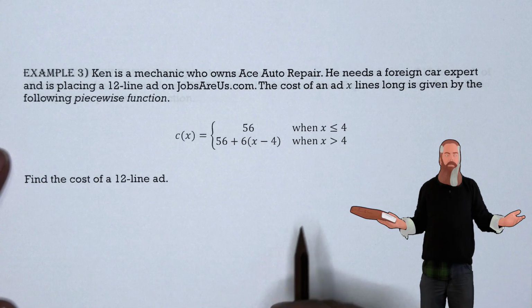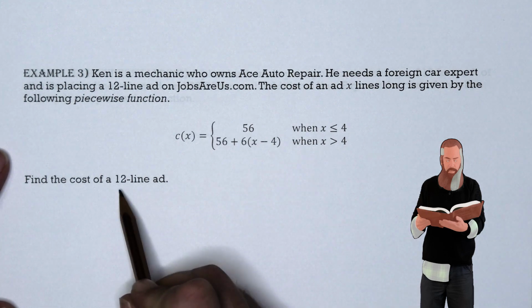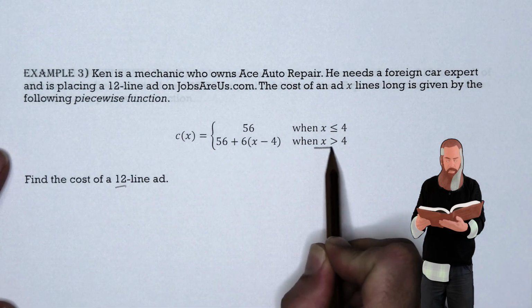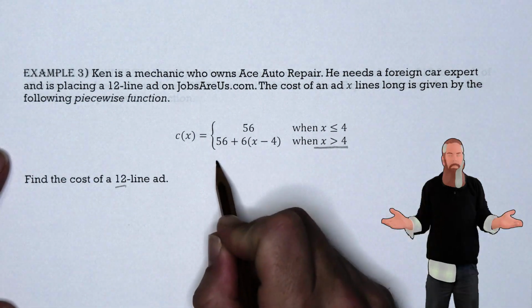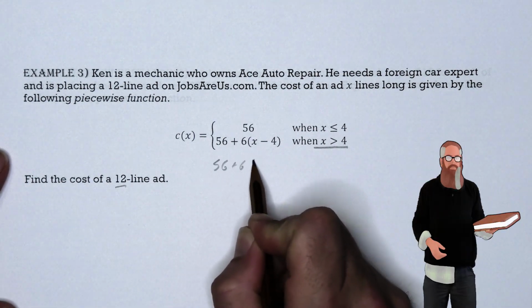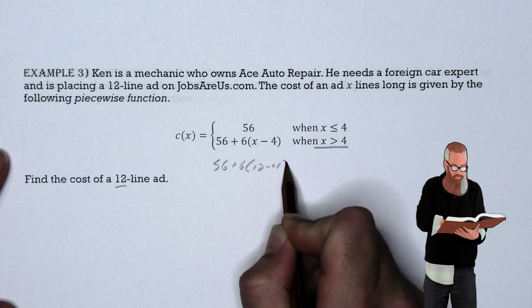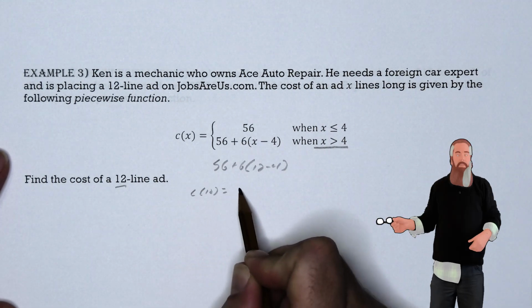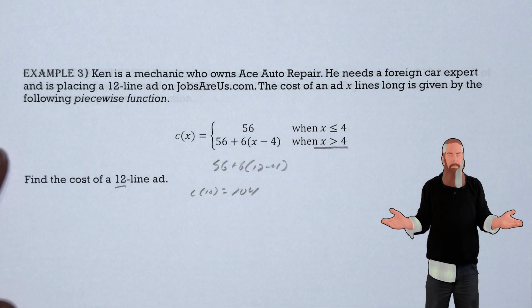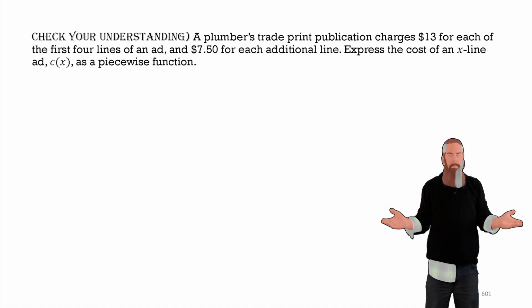The first thing we're going to do is look at the condition here. 12 lines is certainly greater than 4, so we're going to be using the bottom equation. This means we're going to have 56 plus 6 times 12 minus 4. So C of 12 will be equal to $104. Let's check our understanding of this.